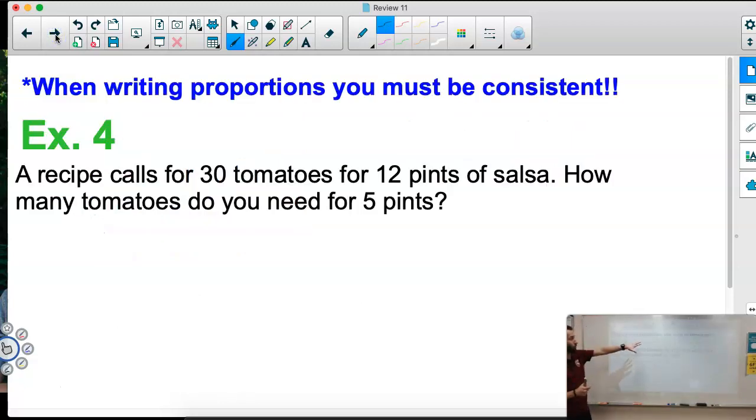When we are writing proportions, you make sure you're consistent. A lot of times when we have word problems, students don't know where to put things. So on this one, question first, it says, how many tomatoes do you need for 5 pints? So I want to know the number of tomatoes, we're going to put a T there, for 5 pints of salsa. Okay? This is a great thing, actually, if you do anything with cooking.